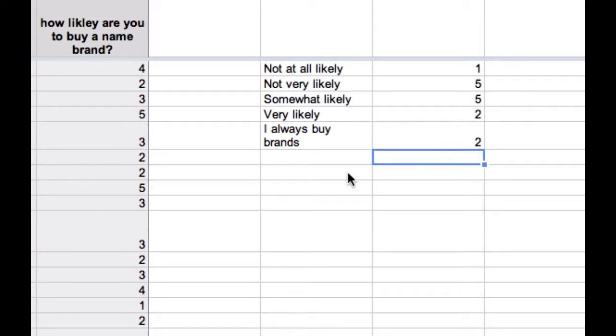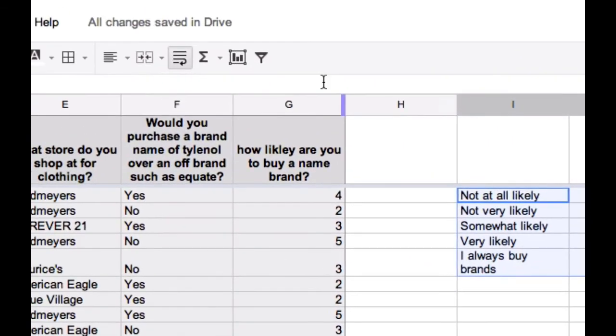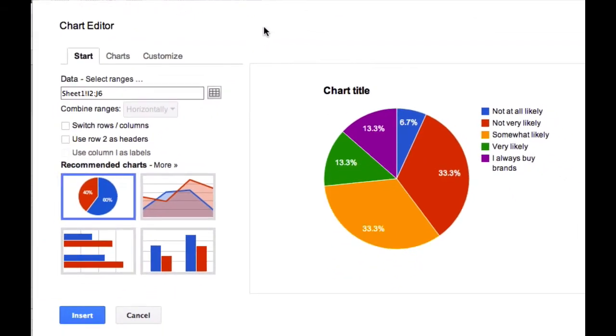So what we've done here is with the labels that were used for this scaled response, we've counted the number of people that chose that response. So instead of charting this data, what we're going to chart for our pie chart is this data over here, and we're going to include the labels when we make our selection because we want the labels to appear on the chart. So again, we highlight the data, including the labels, go to the chart icon up here.